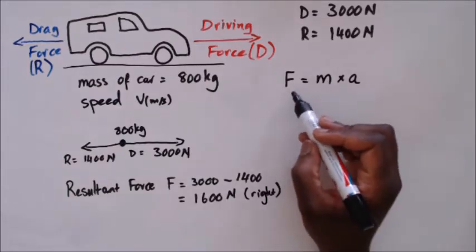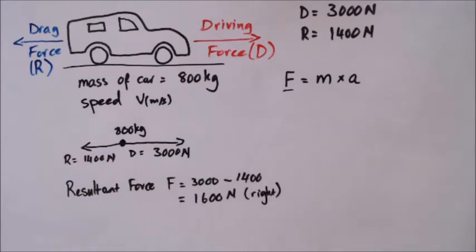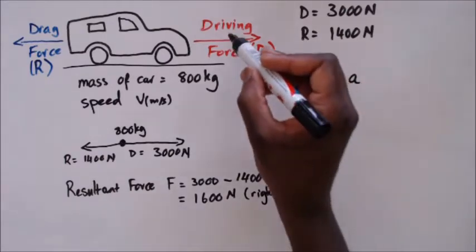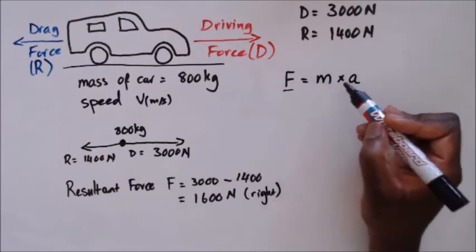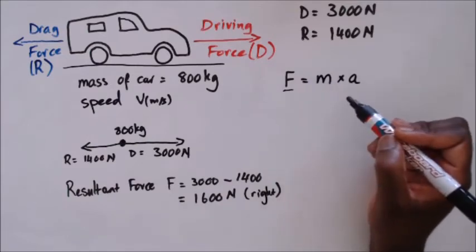Now, this equation links the resultant force, and you must remember that F is always equal to the resultant force. It's not just the driving force, and it's not just the drag force. It's the summation of those two, the resultant force. The resultant force is equal to the body's mass multiplied by the body's acceleration.